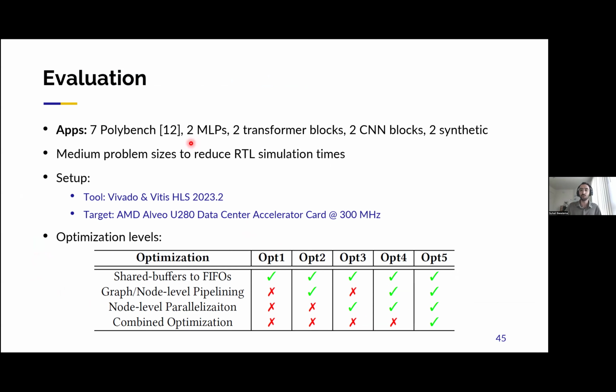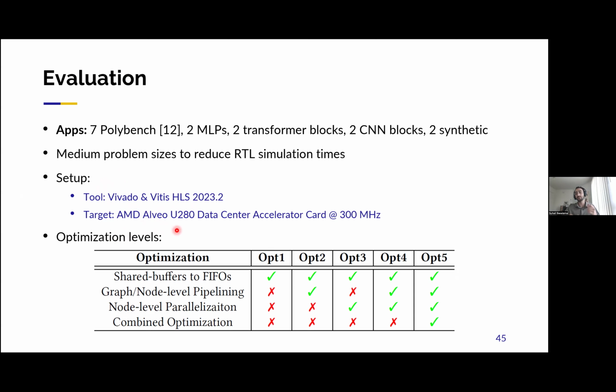benchmark, 2 relatively small multi-layer perceptrons, 2 transformer blocks, 2 CNN blocks, and also 2 synthetic applications. We used medium problem sizes to reduce RTL simulation times, and we used Vivado and Vitis HLS 2023.2, targeting the AMD U280 accelerator card.